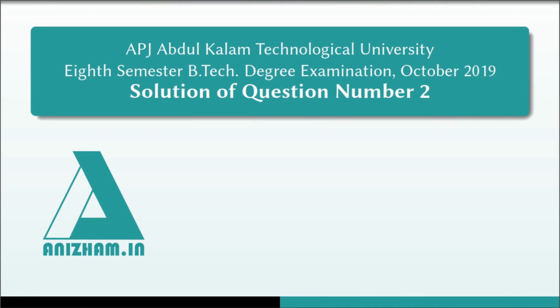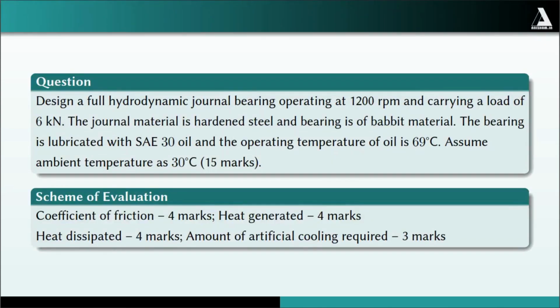Today we will be discussing a question from the question paper for the degree examination conducted in October 2019. This is question number 2 in that particular question paper. And the question was this one: design a full hydrodynamic journal bearing operating at 1200 RPM and carrying a load of 6 kN.